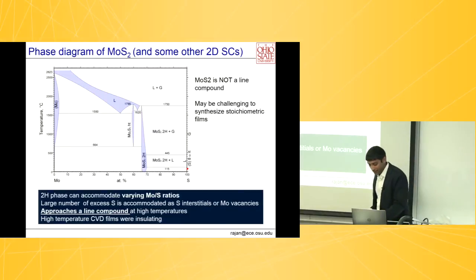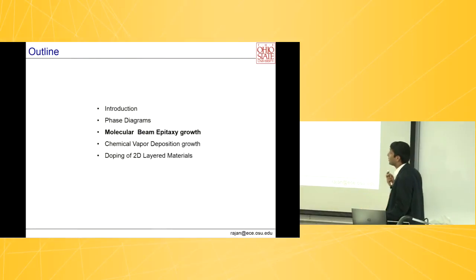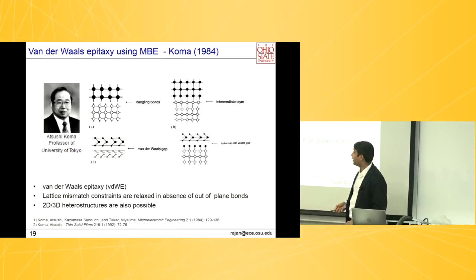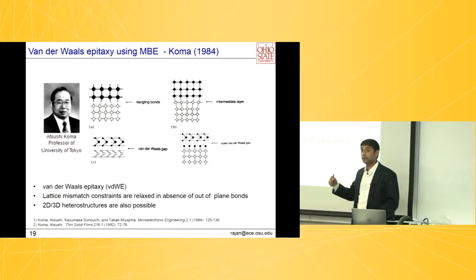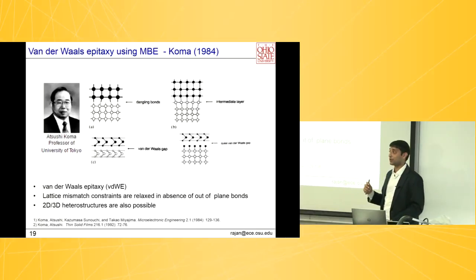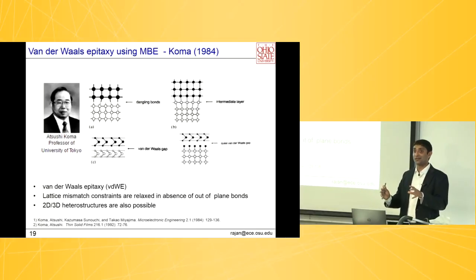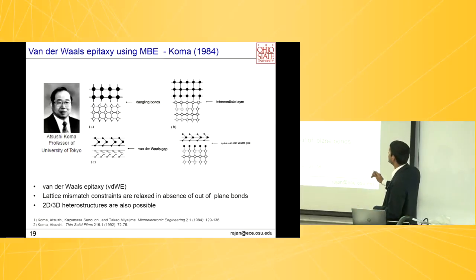Okay, so let's go ahead. I want to talk about MBE growth first. Many of you have probably heard of Professor Atsushi Koma at University of Tokyo. He was growing 2D materials in the 1980s, which is probably before many of you were born, and I was very little then. He was thinking about 2D growth, van der Waals gap, how to grow different kinds of materials.